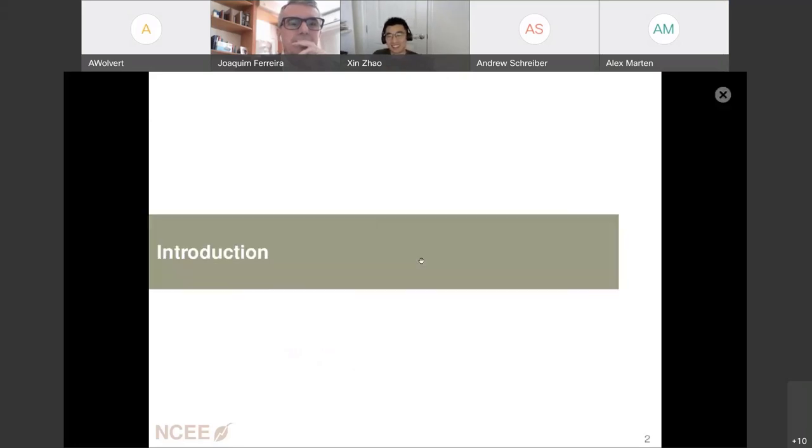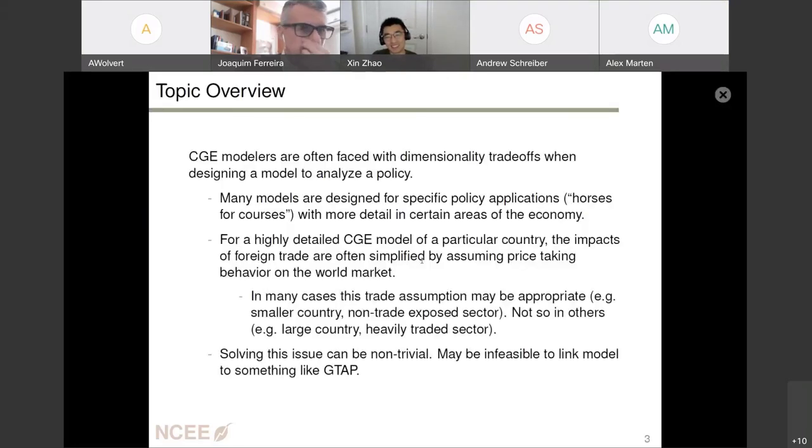So, the topic overview. A common problem in CGE modeling is that you're often faced with dimensionality trade-offs, right? You'll likely tailor a model to incorporate certain features but leave out other features that may not be super specific to the given policy application.